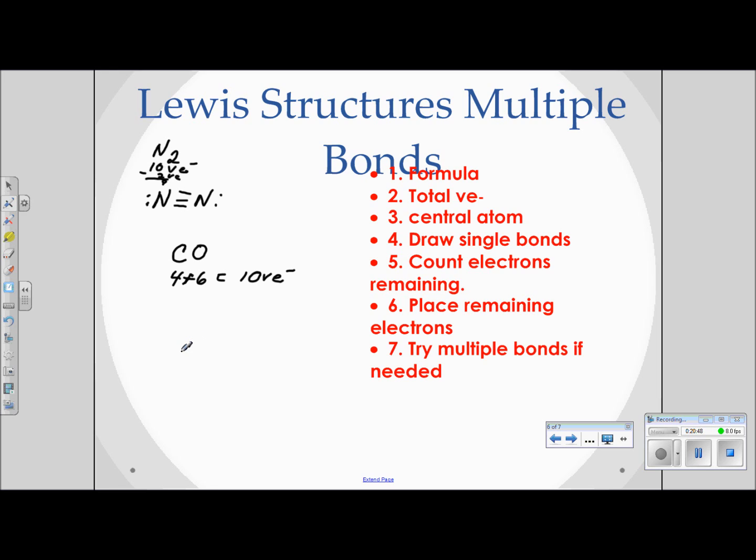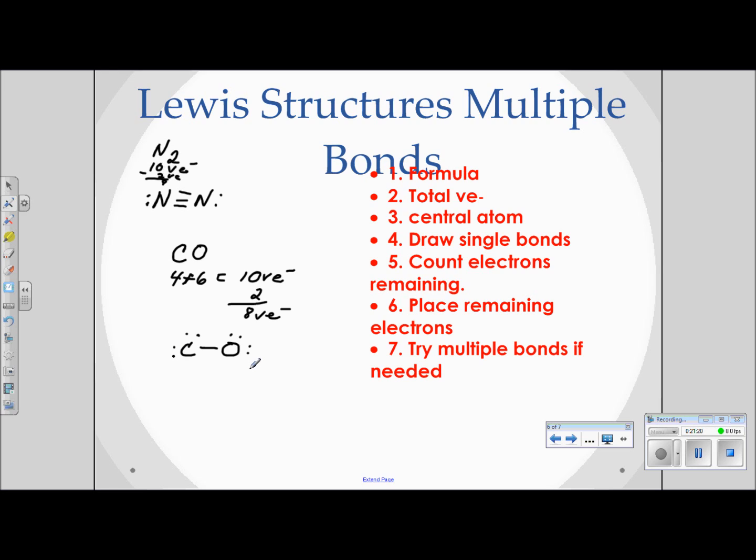So we're going to draw a structure. And next, we are going to subtract the pair of electrons we have already placed, 2 valence electrons. We have 8 valence electrons left to be placed. I am going to go ahead and start putting them up there. 1, 2, 3, 4, 5, 6, 7, 8.